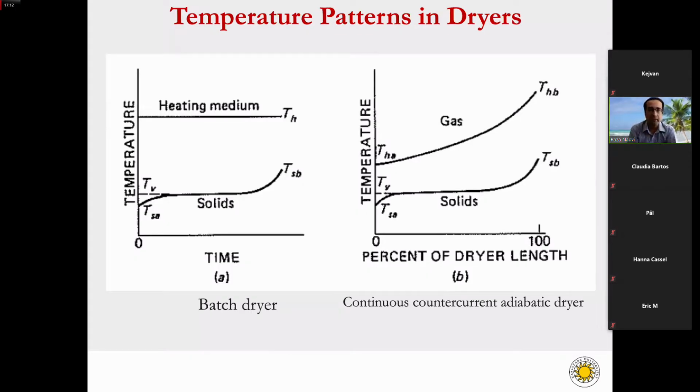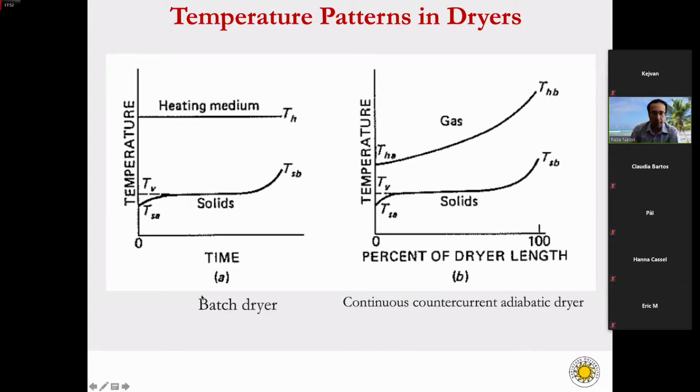These are the temperature patterns in the dryers. This one is for the batch dryer, and this one is for the continuous countercurrent adiabatic dryer. So what happens when we start the drying, at time zero, before we start drying? We have a certain inlet temperature of the solid material. When we start heating inside the dryer, the temperature of the solid abruptly changes from TSA to TV, which is the vaporization temperature. This temperature remains quite constant for a certain period of time, and then it goes up to TSB.